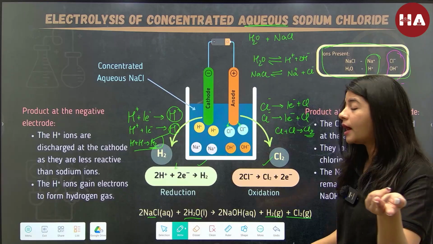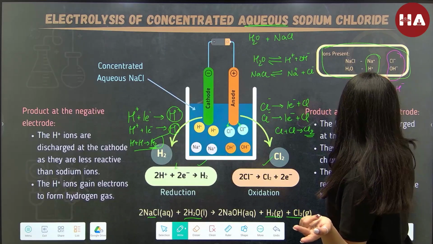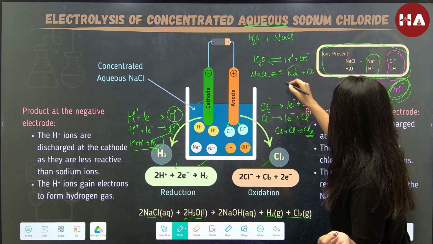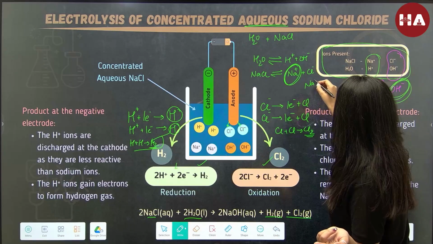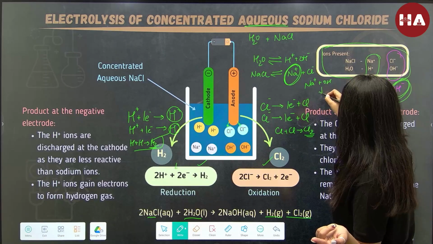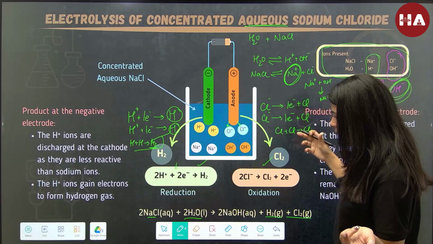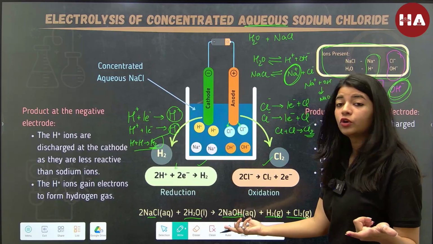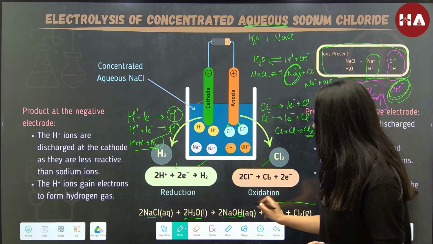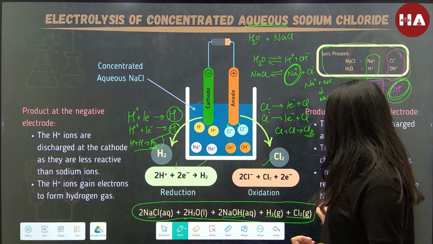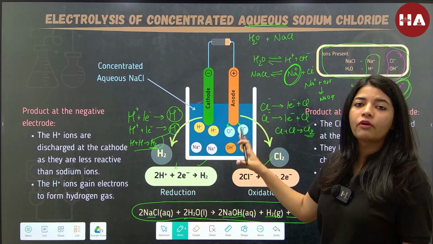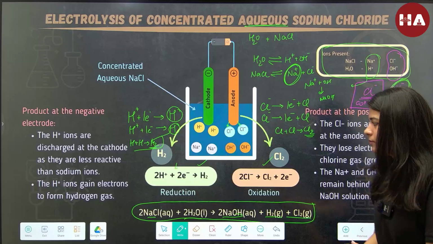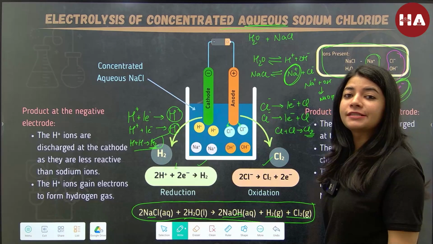And what is left behind? So the anion which is not used is OH, and the cation which is not used is Na. They both combine to form NaOH, which is sodium hydroxide, right, which is a base, okay. So what will be left in this beaker? Sodium hydroxide will be left. So this is the overall reaction taking place in this particular electrolysis of concentrated aqueous sodium chloride. Now please, you can note this down. Okay, so I hope this is clear.